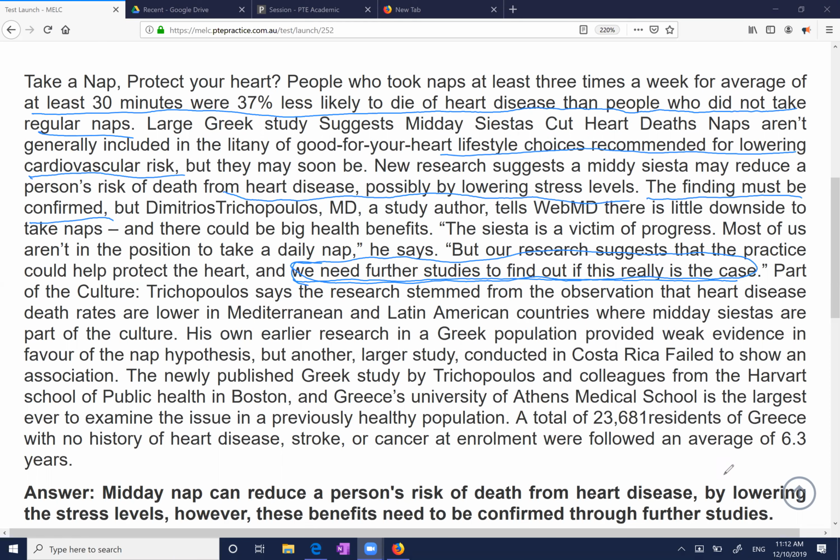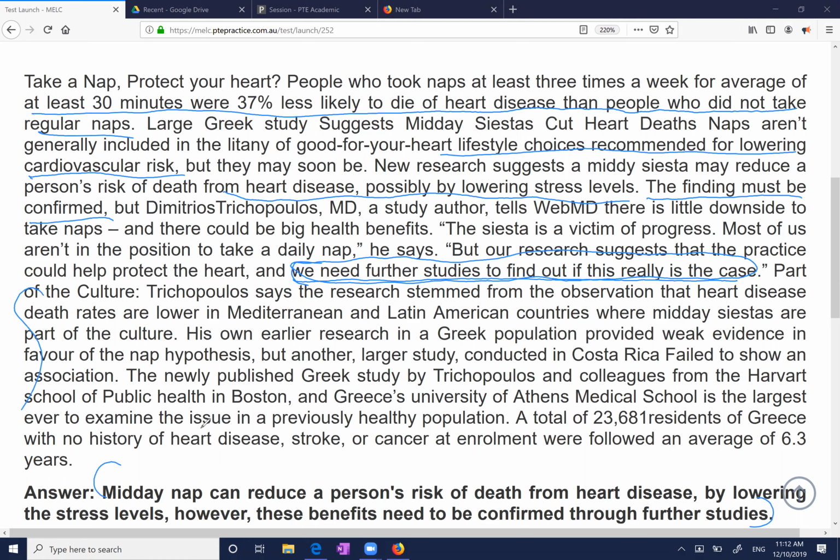Now you see, what is the overall idea here? So this is a paraphrased answer. If I have to write everything as it is from the passage, I'll say people who took naps at least 3 times a week for an average of at least 30 minutes were 37% less likely to die of heart disease than people who did not take regular naps, because it helps in lowering the cardiovascular risk or by lowering stress levels. However, the findings must be confirmed, or we can say we need further studies to find out if this really is the case. So if I have to pick, I'll just pick these lines.